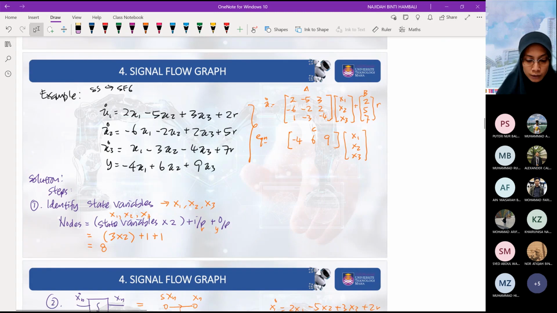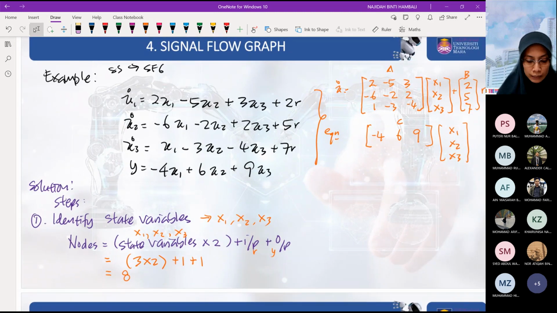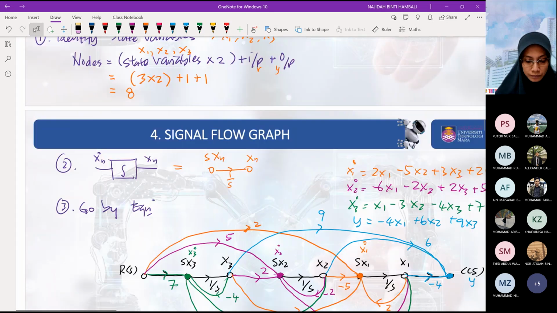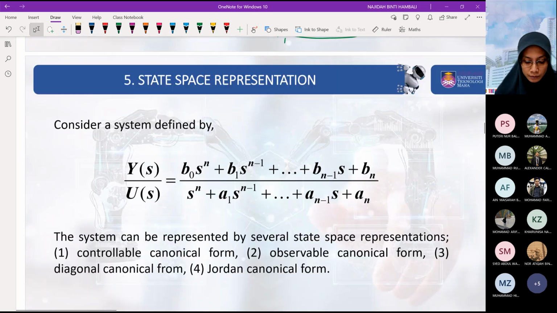This one, if you want to construct your signal flow graph from the differential equation in terms of x1 dot, x2 dot, x3 dot, y, yang ni sama macam you construct daripada step number 3, you ada x3 dot and then you ada set of state variable in the yellow box tadi. Untuk example 7, you dah boleh construct you punya state space equation macam ni. Okay.